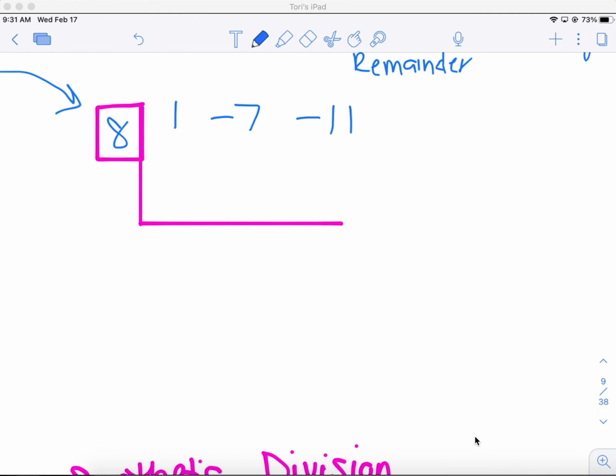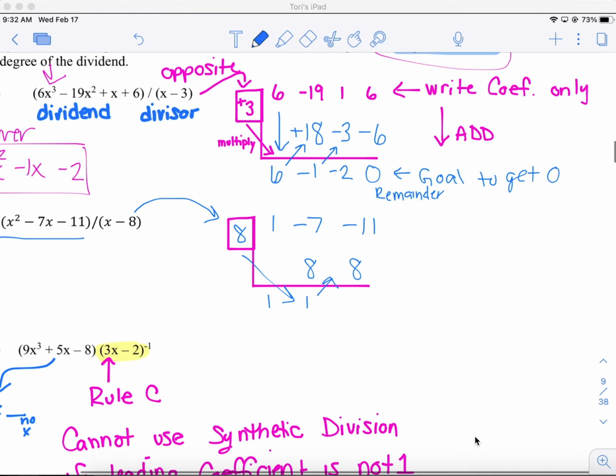So first guy comes down, we put a 1. Then we multiply this guy times him, and we write it here. So 8 times 1 is 8. Then we add it down. -7 plus 8 is a 1. I'm going to follow that process again. 8 times 1, write the answer here, that's an 8. Add it down. -11 plus 8 gives me a -3. Okay? All right, now this time you'll notice we do not have a remainder 0.